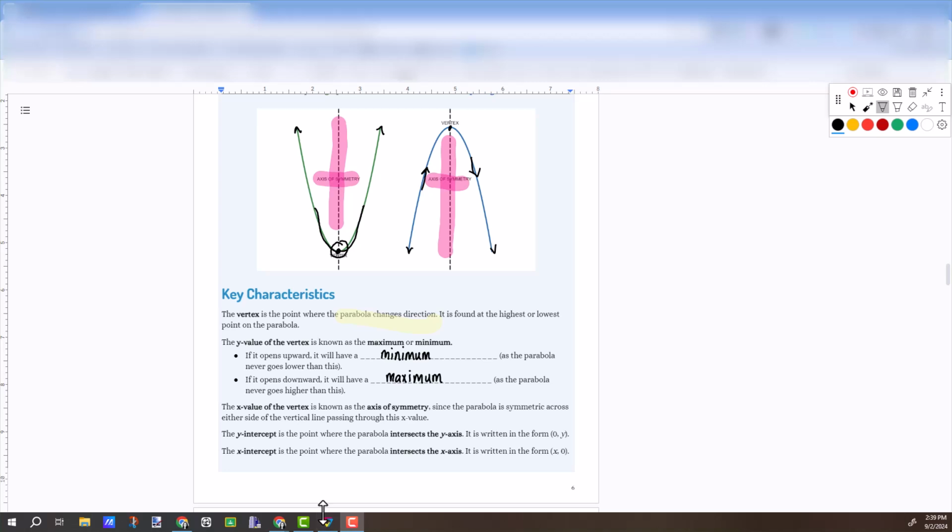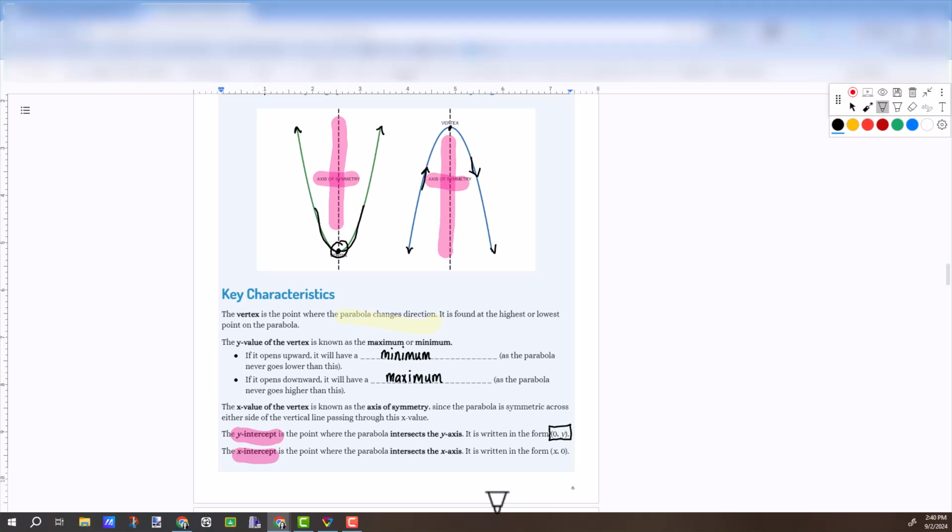Now, two other very important features of a quadratic function are the y and x intercepts. The y-intercept is where the parabola crosses the y-axis. And a nice thing to note about this is that all parabolas, or all quadratics, will intersect the y-axis. And because the point is on the y-axis, that means its x value is 0. And it can have any y value as long as it's a real number.